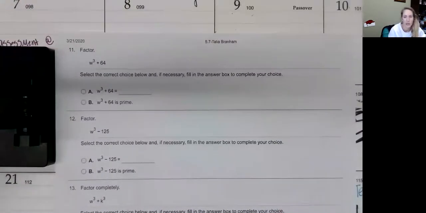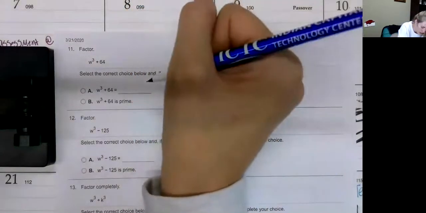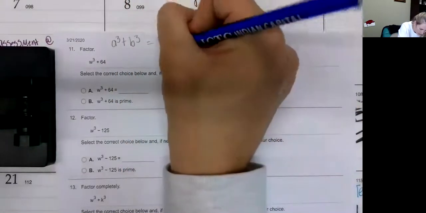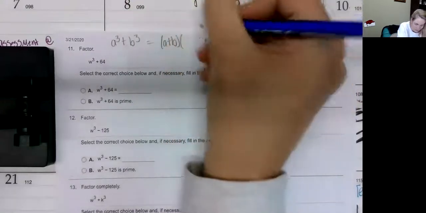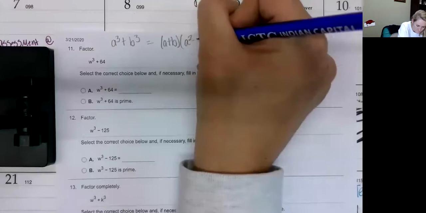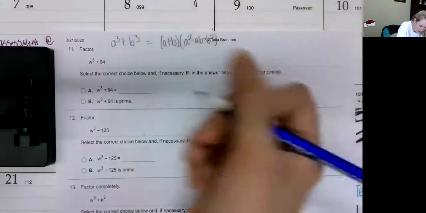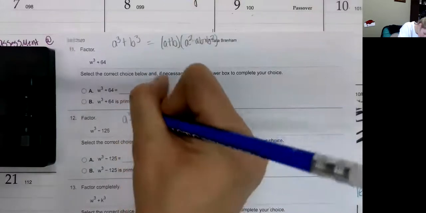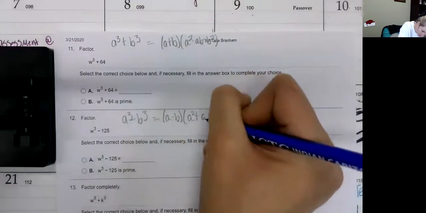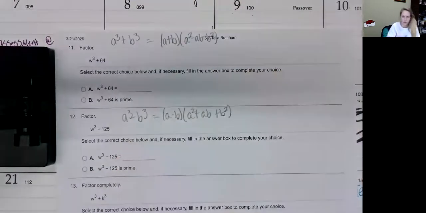Cubes. I'm going to upload the paper that has this stuff on it as well, and you'll just follow along with this. I've got to remember the signs. So we'd have a cubed plus b cubed, and then we have c times... I'm going to check that one, but I know this one is a cubed subtract b cubed equals a subtract b times a squared plus ab plus b squared. And these are just formulas that you're going to have to use.